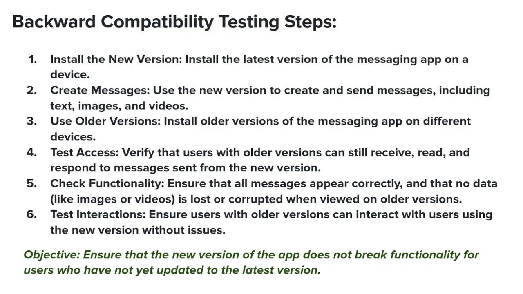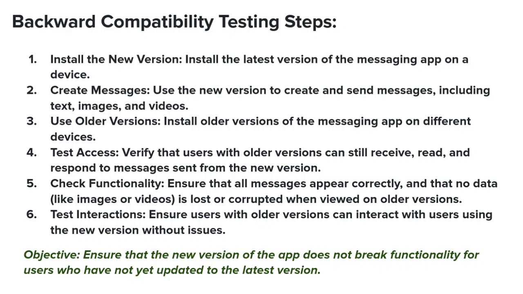Whatever application we are upgrading, it will update for the new version correctly, but it should work correctly for older versions as well. So that application should perform correctly for older versions. We have to ensure that all the messages appear correctly and no data is lost. For example, any images lost or any videos lost. That should not happen. Also, those images and videos should not get corrupted for older versions. Those should be working fine on older versions.